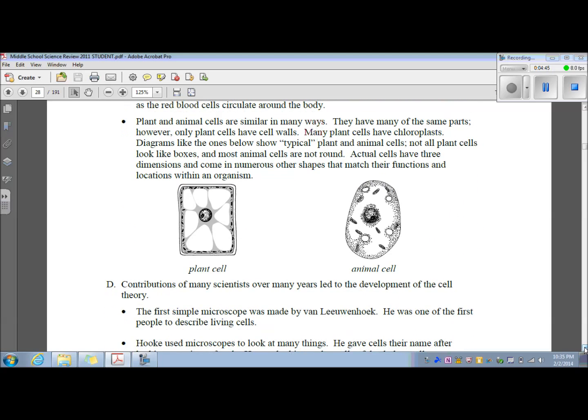Plant and animal cells are similar in many ways. They have many of the same parts. However, only plant cells have cell walls, as seen in the picture below. Many plant cells have chloroplasts. Diagrams like the one shown show typical plant and animal cells. Not all plant cells look like boxes, and most animal cells are not round. Actual cells have 3 dimensions and come in numerous other shapes that match their functions and locations within the organism.